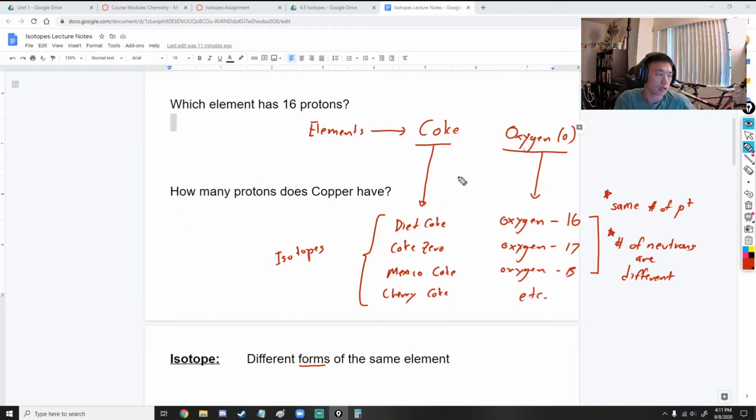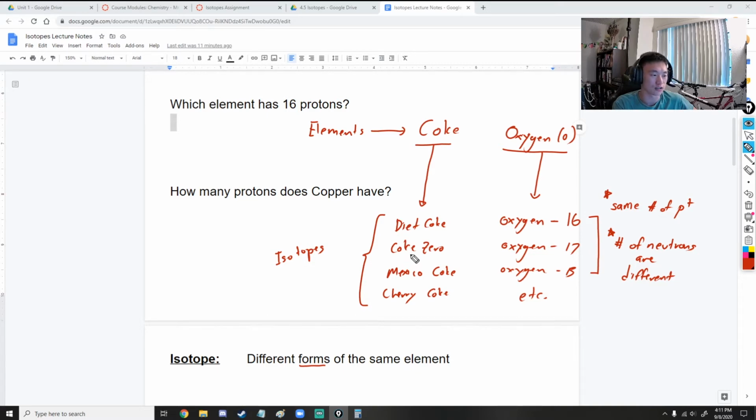Just like how Coke has different types of Coke, they're all still Coke, but they're all a little bit different. The same thing with elements. Every element on the periodic table has different isotopes. The difference is caused by the number of neutrons. They still have the same number of protons. But unlike Coke or sodas, where the differences kind of make a difference, but not really.